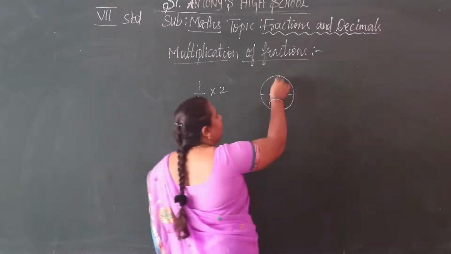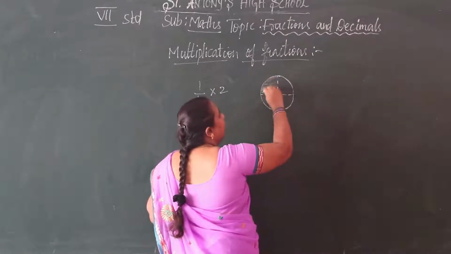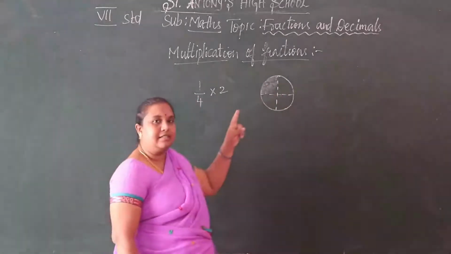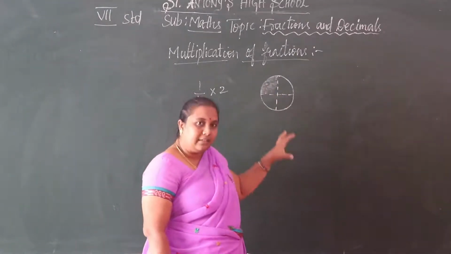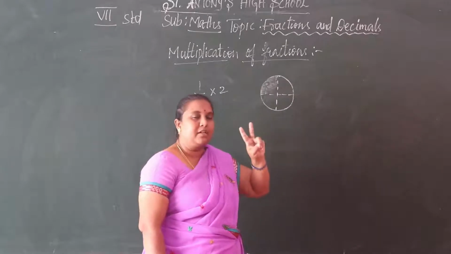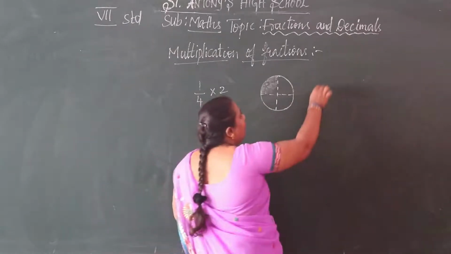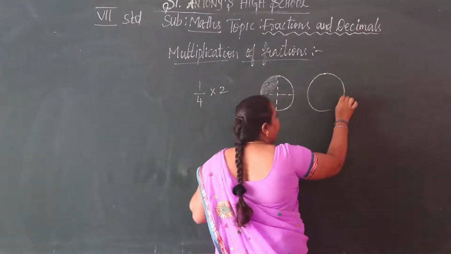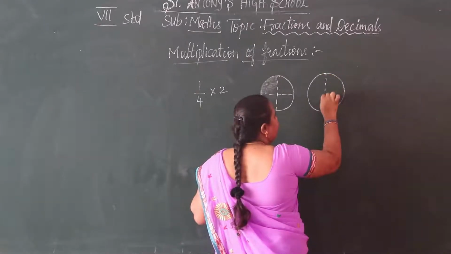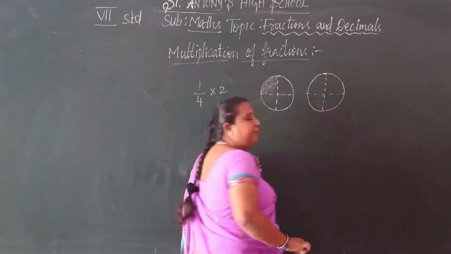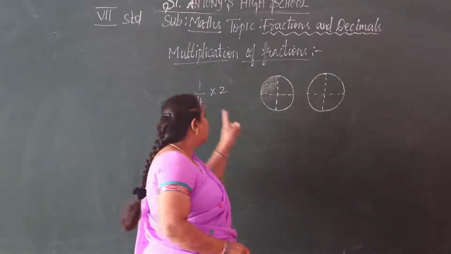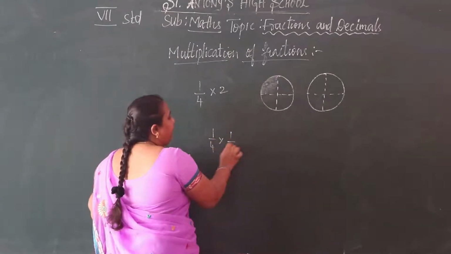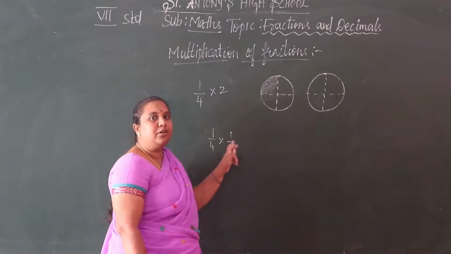So we can shade 1/4 of this circle. So this is 1/4. Like this, we want to multiply 2 times, so we can draw another circle here. In that also we want to divide into 4 parts. So 1 by 4 into 2 means 1 by 4 plus 1 by 4.